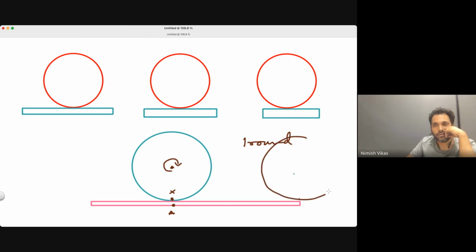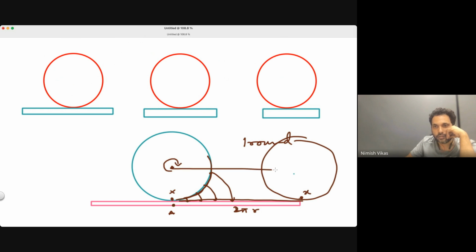Any doubt? So X will be back over here. If there is no slipping or sliding, this part is coming here, this part is coming here, this part is coming here. It is as if there was paint on the circumference, and it is just going to paint this ground. Circumference length is 2 pi r, right?